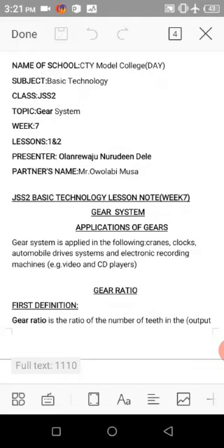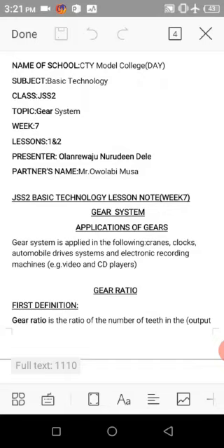So if you have not forgotten, as I've said, we have started this topic since 2 weeks ago, and we are still on the topic today. Even next week is going to be based on that topic too, because we are going to treat worked examples on gear system.